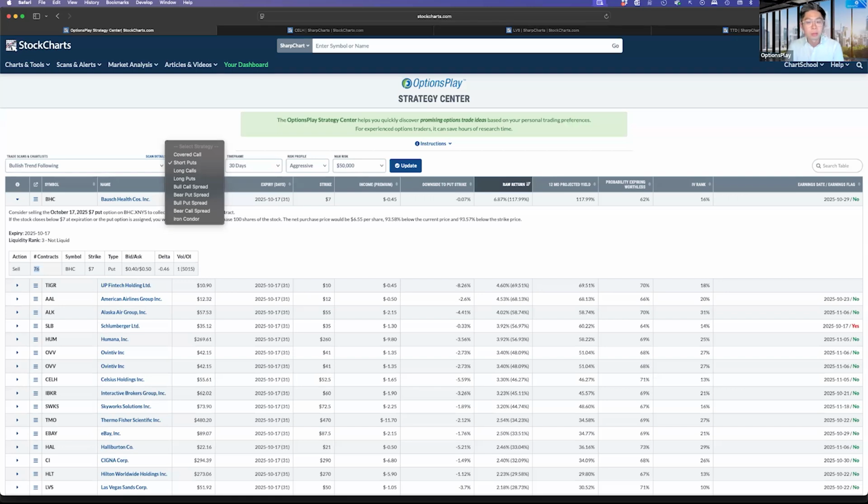Can we see what the available trading strategies are other than credit spreads? Yeah. So here are the strategies: covered calls, short puts, long calls, long puts, debit spreads, credit spreads, and iron condors. Those are the supported strategies as part of the OptionsPlay add-on.